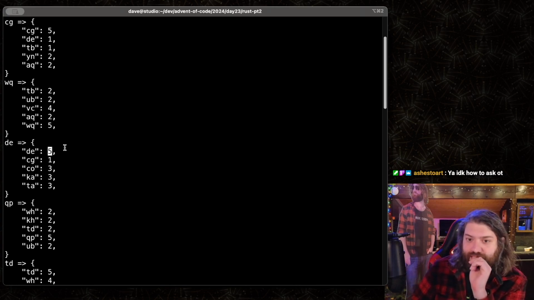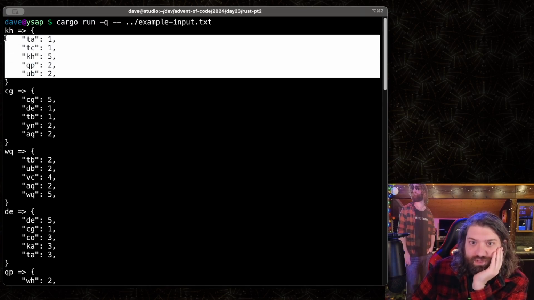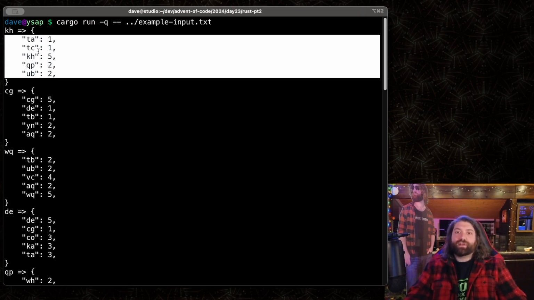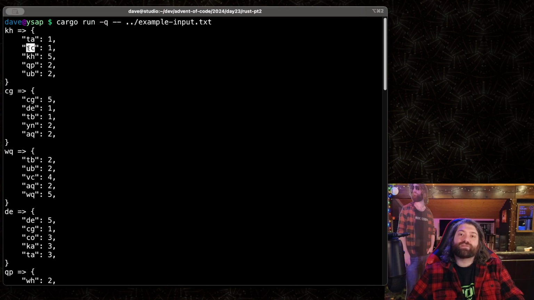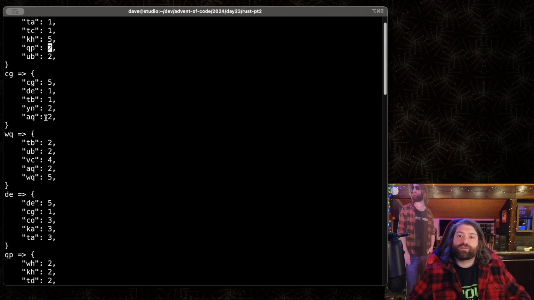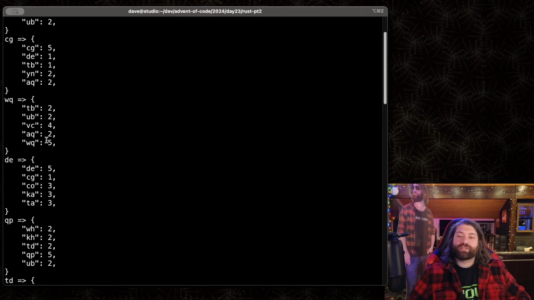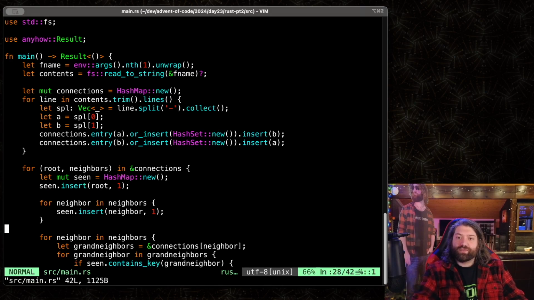Okay. Now how can we make sense of this? So including yourself, you're connected to 5 things. Including yourself, you're connected to 5 things. And those 5 things are connected to KH 5 times. Those 5 things are connected to TC once. Those things are connected to QP twice. The self one seems pointless. The self one seems kind of pointless right now because it's always going to be 5.